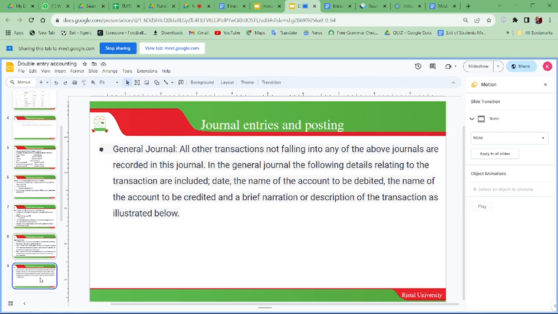So we'll look at general journal. All other transactions not falling into any of the above journals are recorded in this journal. So when we look at general journal, which we are going to concentrate more on, all other transactions not falling into any of the above journals are recorded in this journal. In the general journal, the following details relating to the transactions are included.